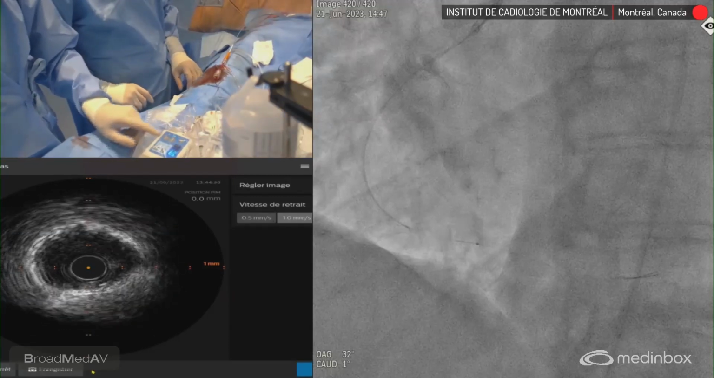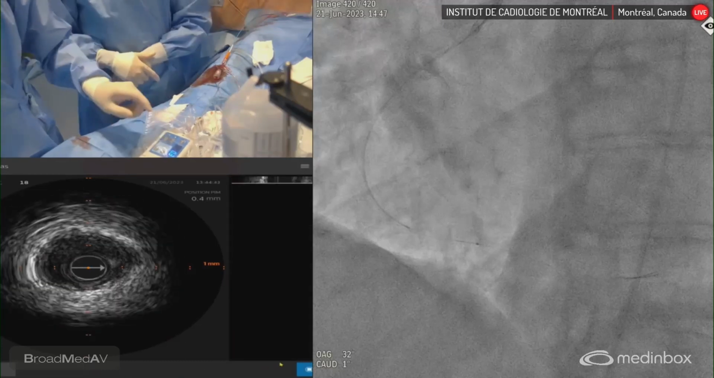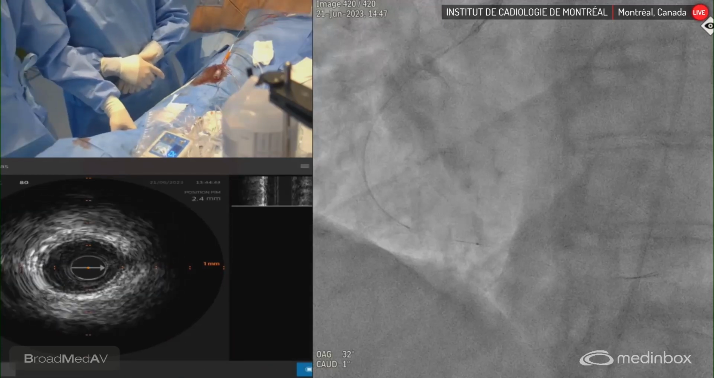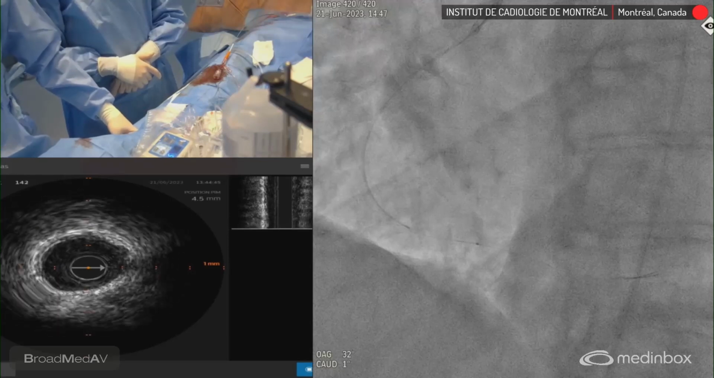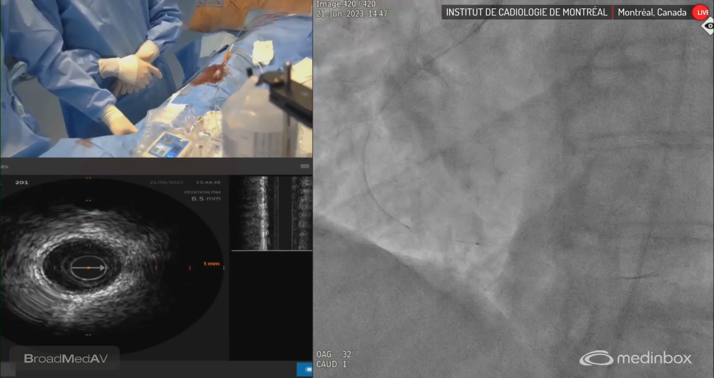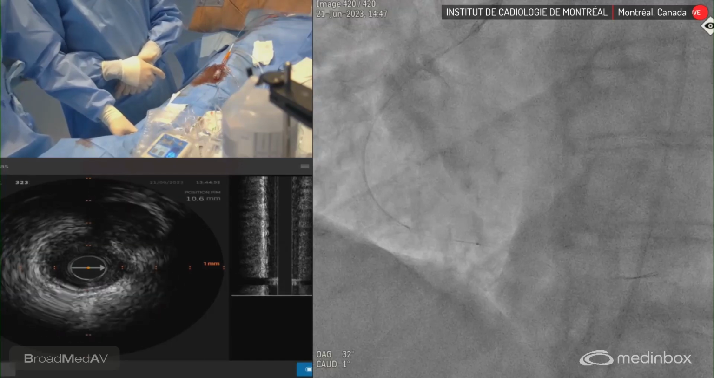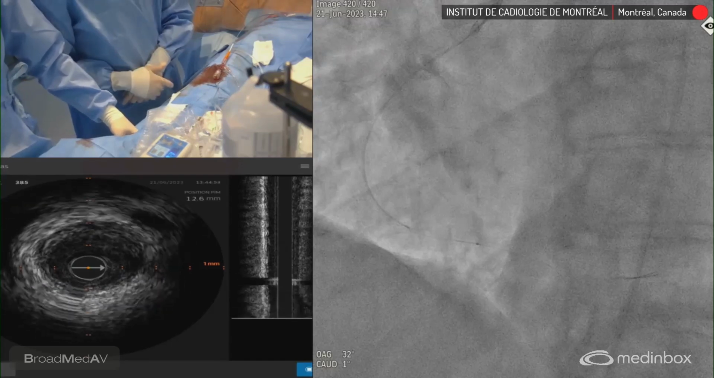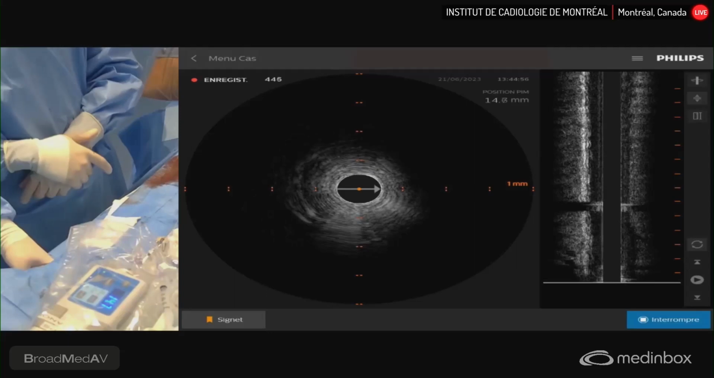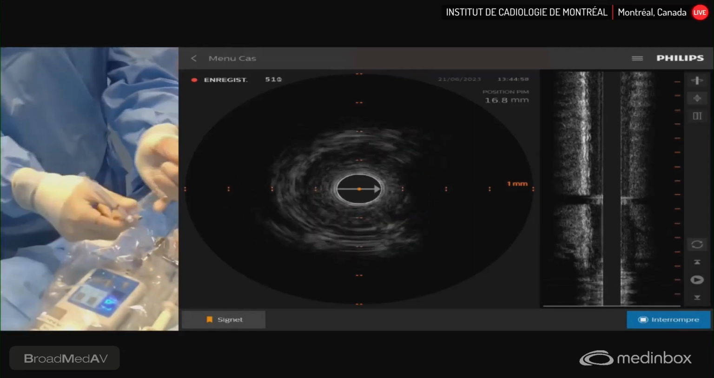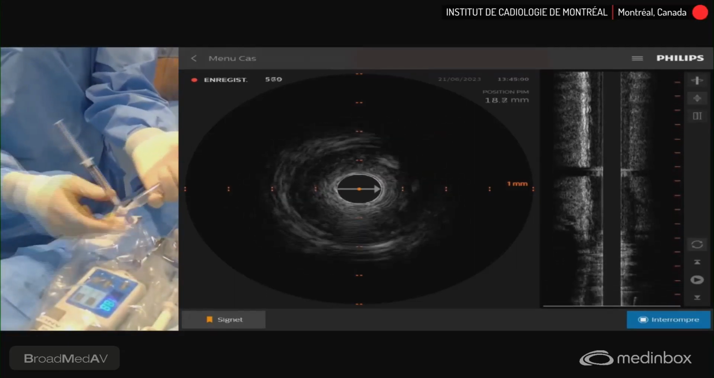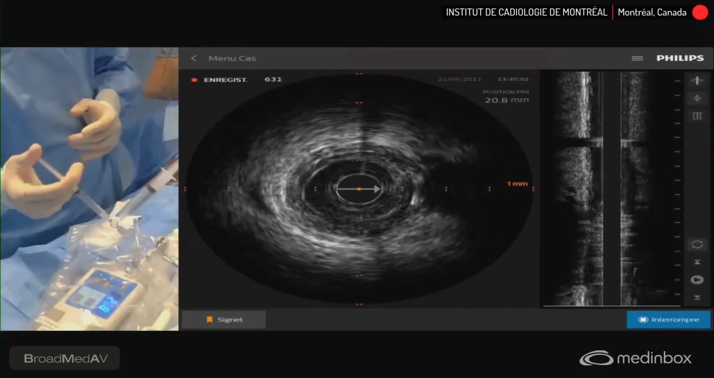So we're going to start the pullback. Let's go. We're doing a 1 millimeter per second pullback. We're pulling through what seems to be the distal bed. We have limited disease at this segment, which is what we expected from angiography. There's the bifurcation that we're talking about, so we'll try to stop before that. A bit of NERD again, and the image quality has gone down, so we re-inject.